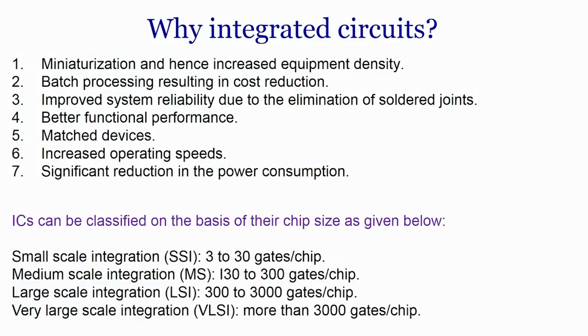That is the second point that we discussed, which is batch processing resulting in cost reduction. Let us see the third advantage. The third advantage is improved system reliability due to elimination of solder joints. As you see in the first slide, what we have shown, there are no solder joints. So when there are no solder joints, that means your reliability would be better. How is it possible that not having solder joints will improve reliability?